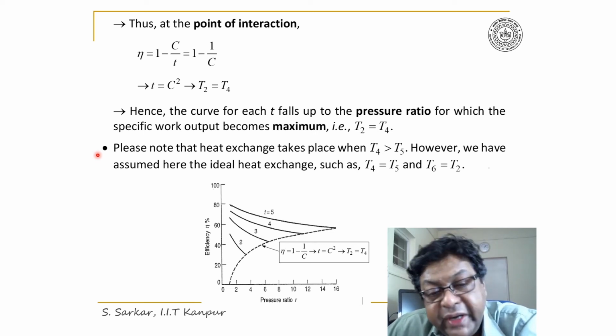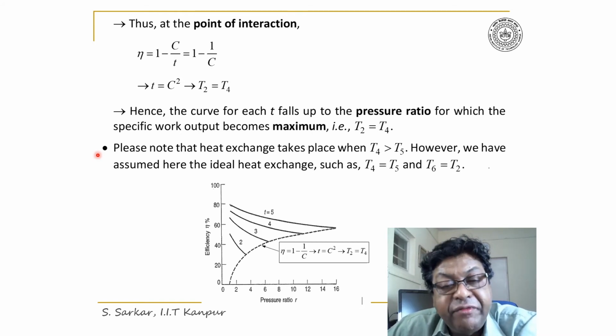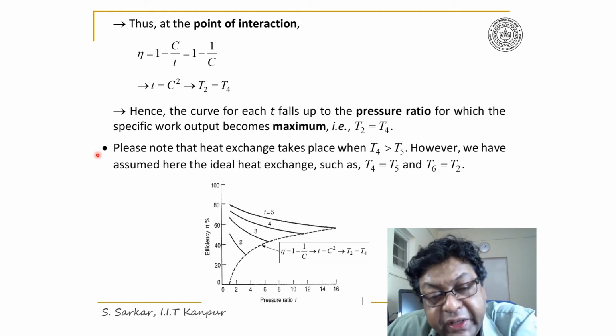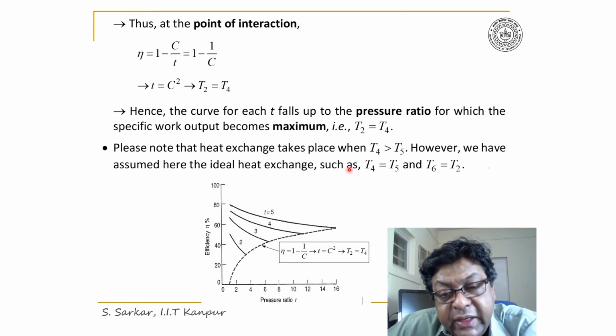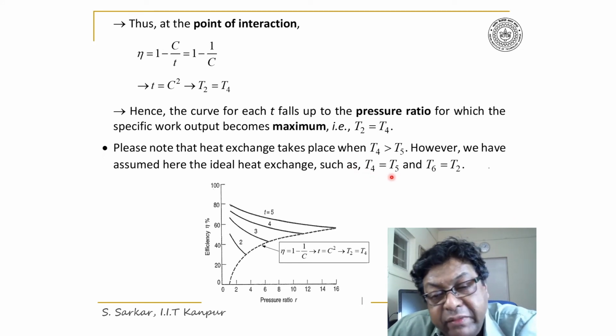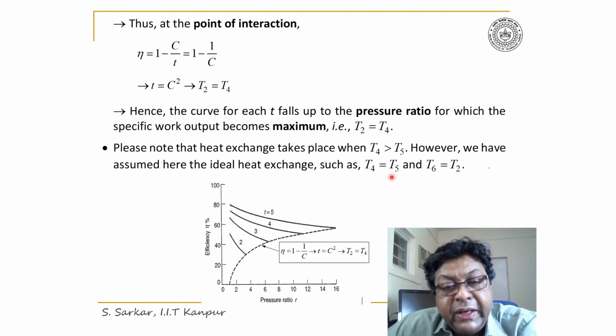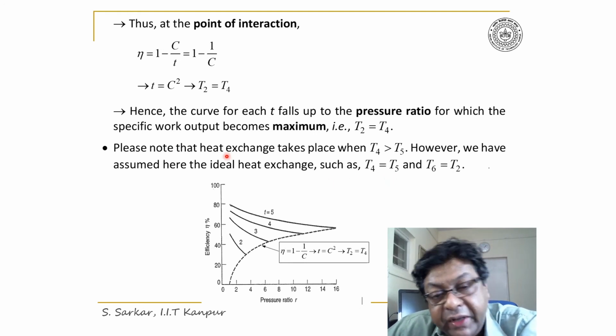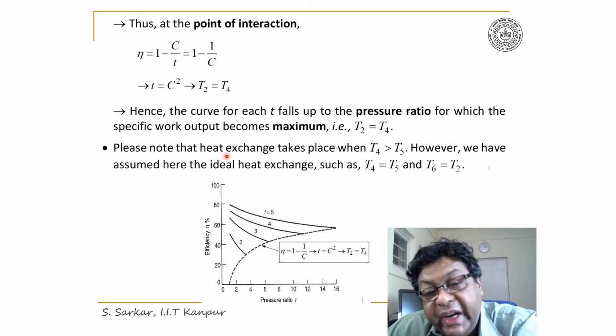Furthermore, I would like to state that I have assumed the heat exchanger is perfect. That means for an ideal heat exchange process, I can say T4 is equal to T5 and T6 is equal to T2. However, in reality, the heat exchange takes place when T4 would be greater than T5.